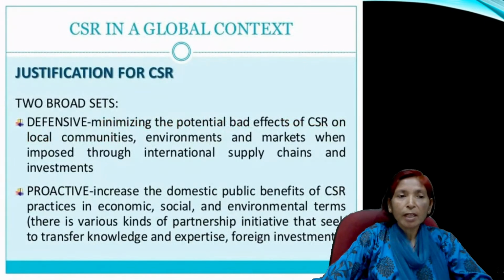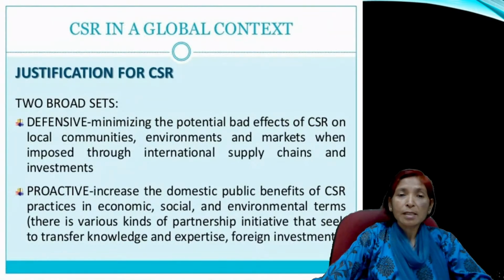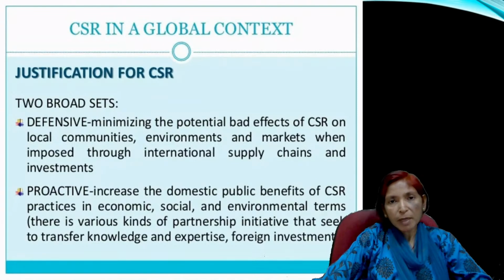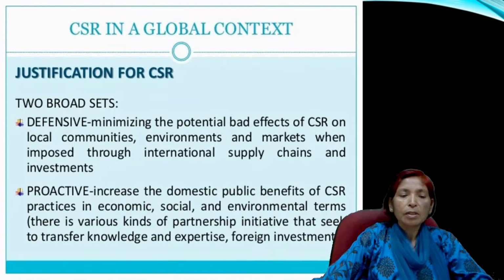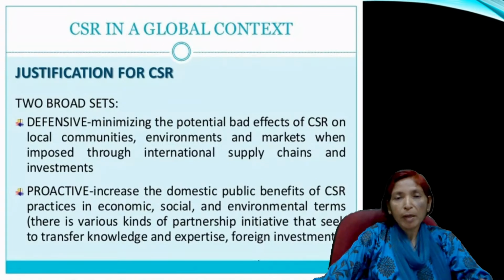Next is justification for CSR. CSR in a global context. CSR is justified because it takes two broad sets. One is defensive. It means minimizing the potential bad effects of business on the local community, environment, and the market when imposed through international supply chain and investment. And the other is proactive, which increases the domestic public benefits of CSR practices in economic, social, and environmental terms. This is called the triple bottom line.